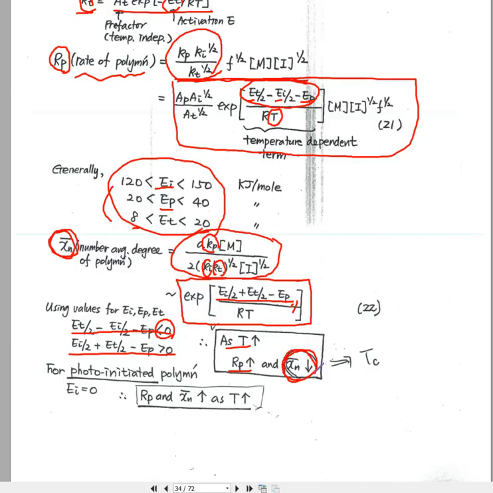It's quite interesting, right? As you increase the temperature, the rate increases. That's kind of a general phenomenon, right? But as you increase the temperature, the average chain length decreases. Okay.